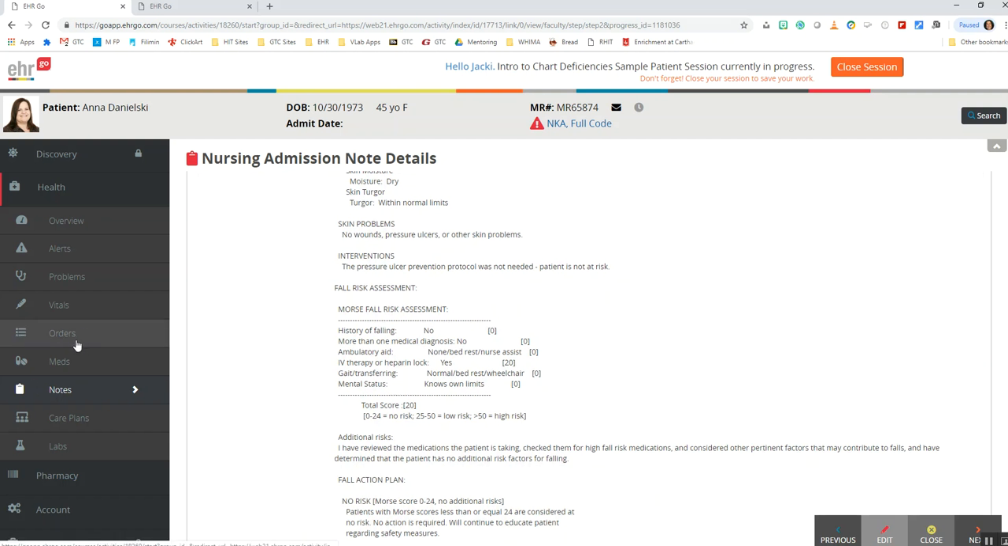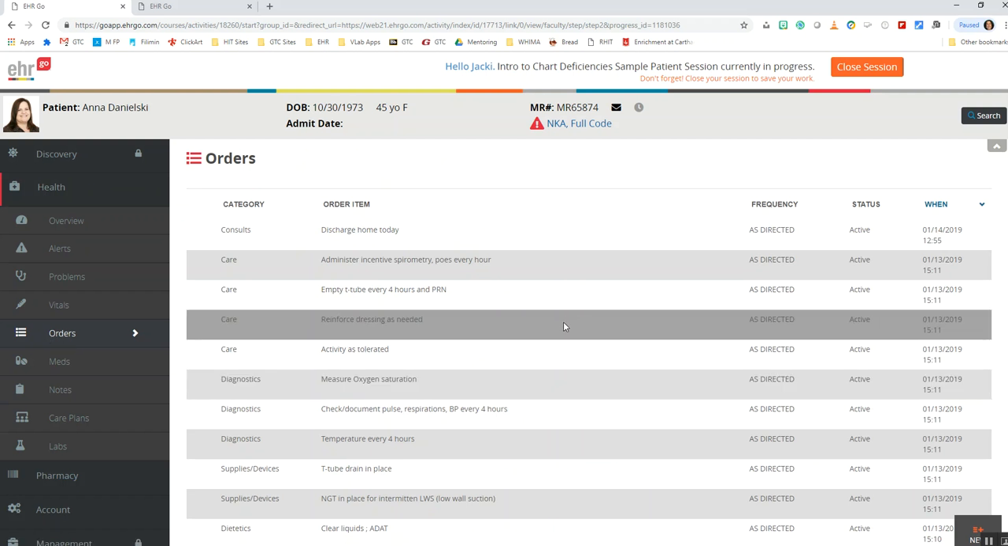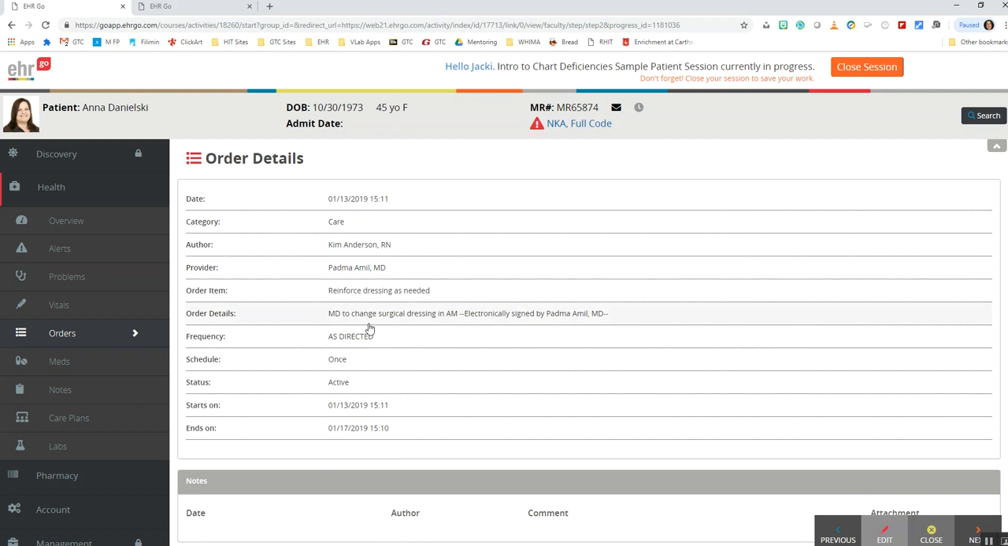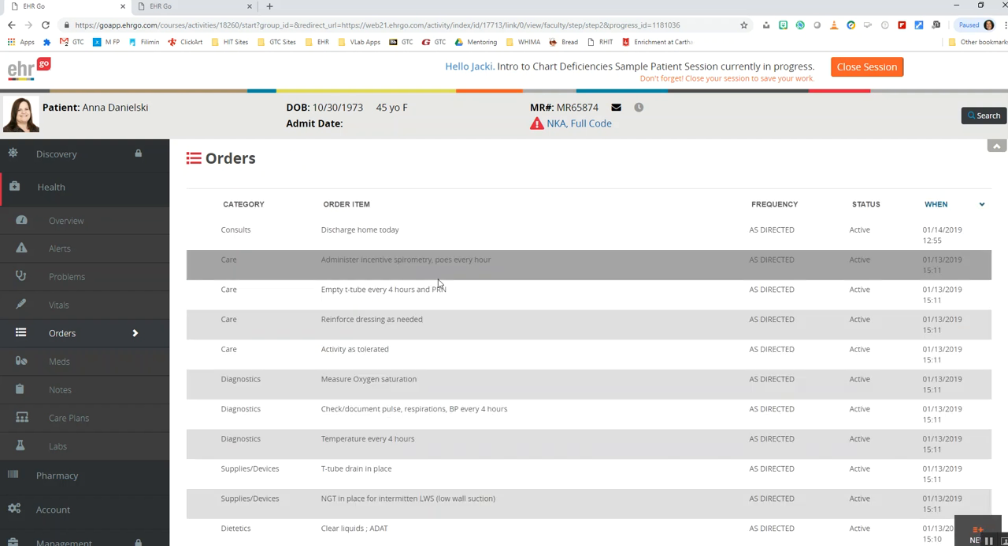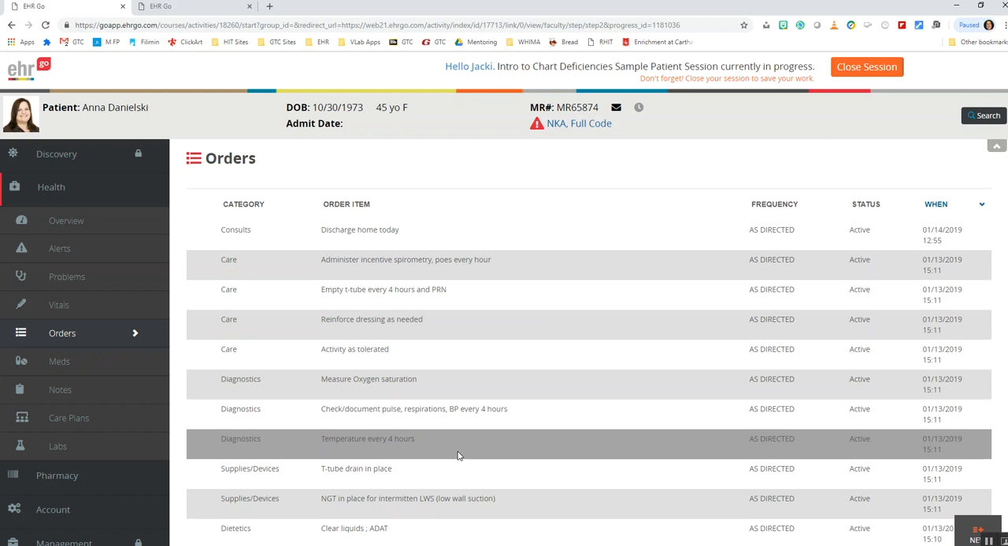Physician's orders, those are found here under health and orders, and there's a whole list of them here. Are they signed by the ordering physician? So we can just click on one and look. Here's the ordering physician, and under the order details, we do see that these were signed. So what you'll need to do then is look at each one of those orders and make sure that it was signed by the physician who ordered it.